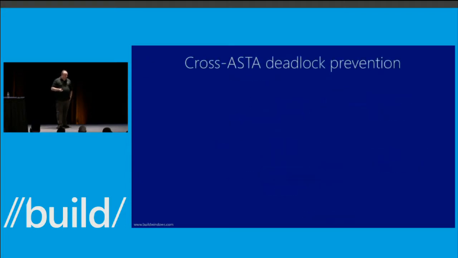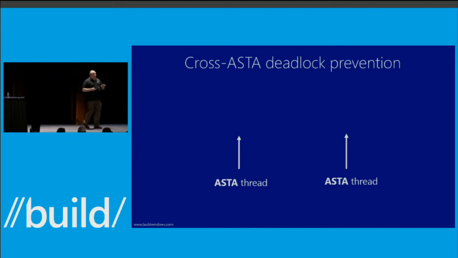Now, there's a scary slide title, Cross-ASTA Deadlock Prevention. Anything with deadlock prevention in the slide sounds scary, but that's what we did in Windows 8.1. So imagine you have two UI threads. In Windows 8 apps, two UI threads was not common, because while it was possible to build a Windows 8 Store app with two windows, it wasn't common. But with the new great multi-window support in Windows 8.1, having an app with two windows is going to be a much more common thing. And so you'll have two UI threads in apps, quite possibly in common cases.